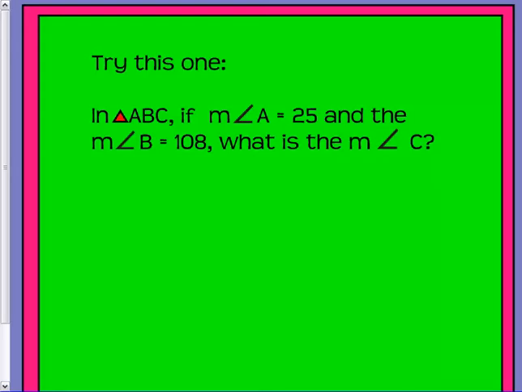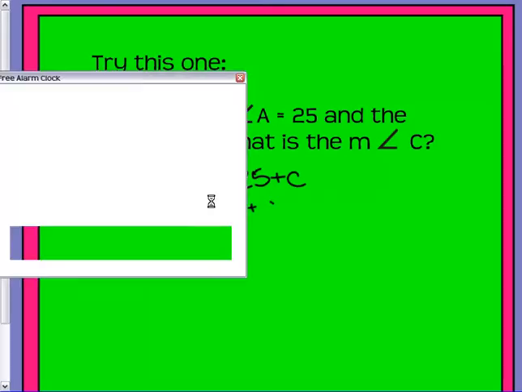Okay, so if we follow the rules, we take 180 and we set it equal to our 108 plus our 25 plus angle C. We know that together these equal 133.